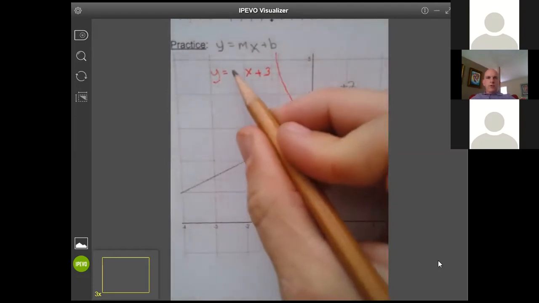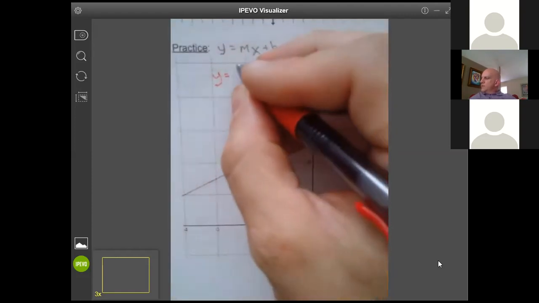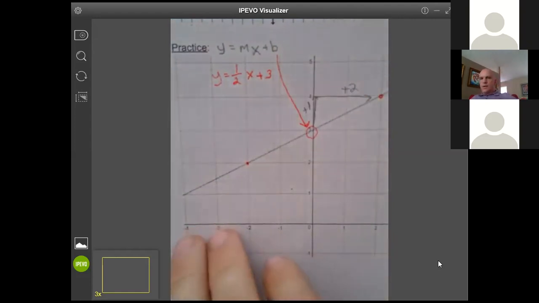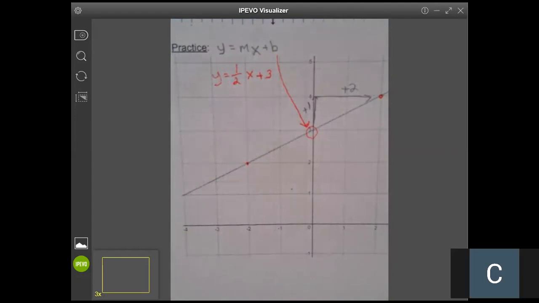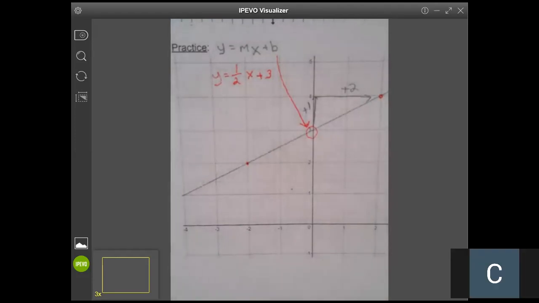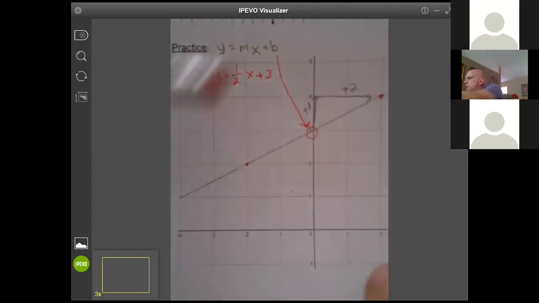All right, so here I'm going to write a fraction. Oops, let me do it in red. I'm going to write a fraction of 1 over 2, or 1/2 x plus 3. Okay, so questions on that process? Instead of graphing from the formula, we're going to write the formula from the graph. Any questions there? All right, doesn't look like it at the moment.